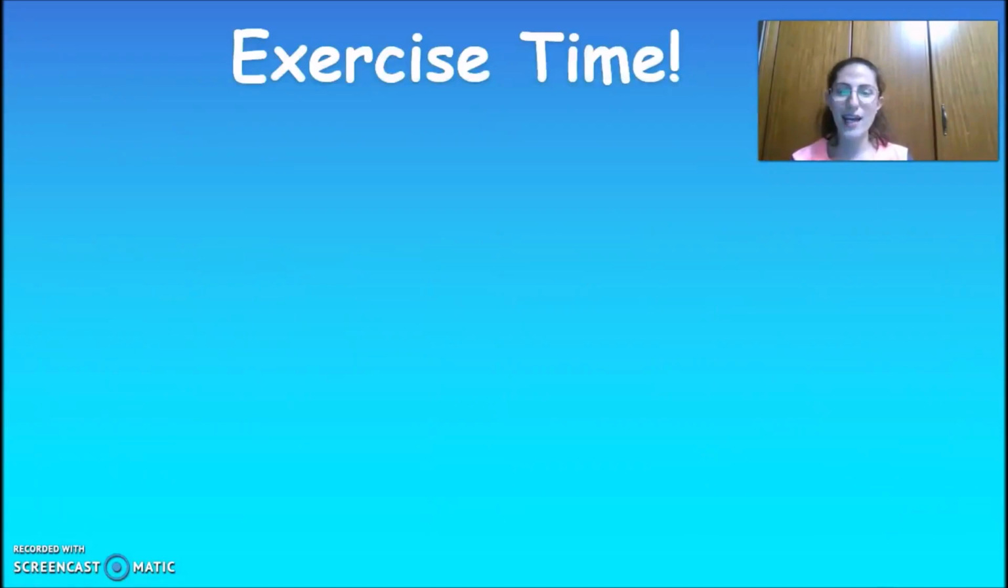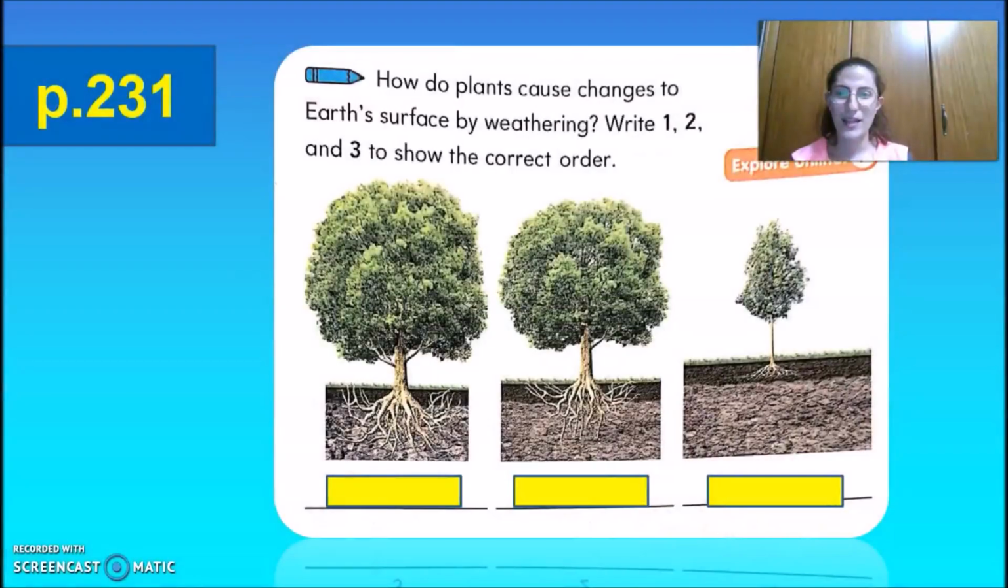Are you ready? Exercise time. We are on page 231. How do plants cause changes to Earth's surface by weathering? Write 1, 2, and 3 to show the correct order. So how do plants cause changes to Earth's surface by weathering? Let's check out and see. Which one do you think is number 1? Which of these three? Which one is number 2 and which one is number 3?